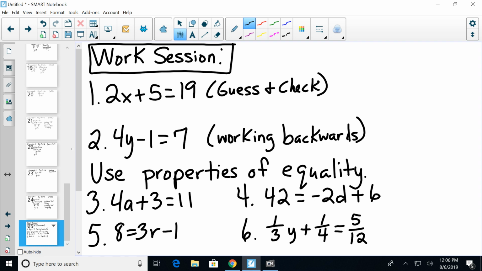Just a little FYI: on number 6, if your second POE, property of equality, is division, that is wrong. If your second property of equality for number 6 is division, that is wrong. Just want to give you that FYI.